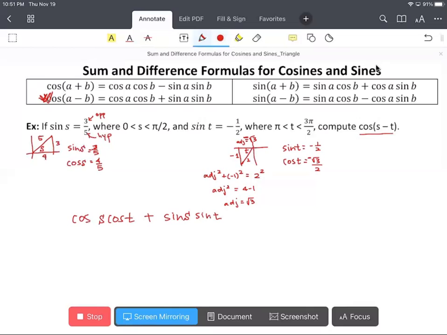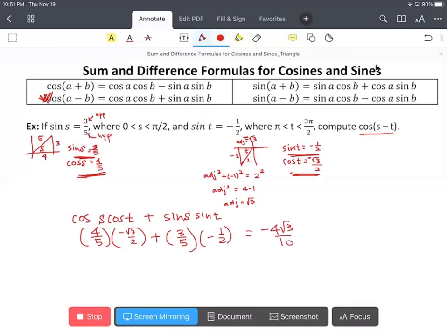So cosine S is 4 over 5. Cosine t is negative radical 3 over 2. Sine of S is 3 over 5. And sine of t is equal to -1/2. So when you multiply them out, we get -4 radical 3 over 10 minus 3 over 10.